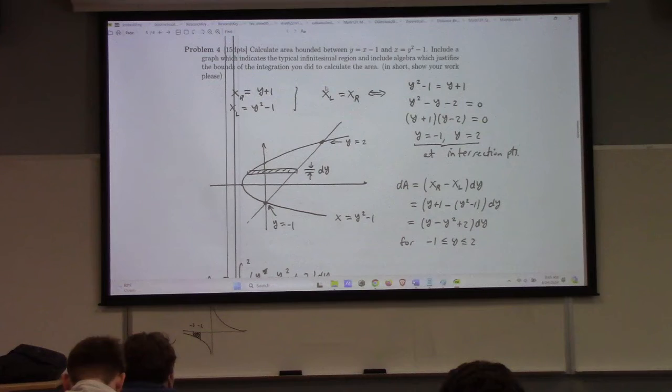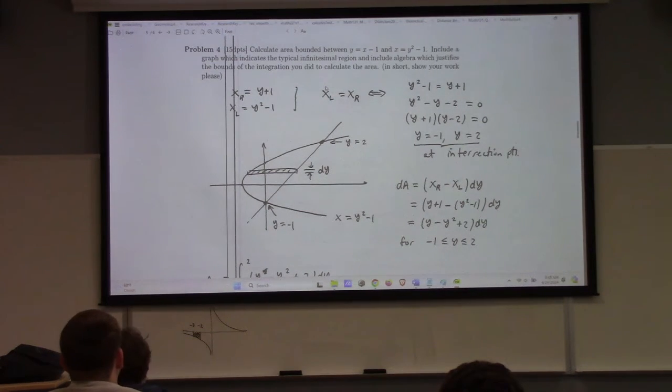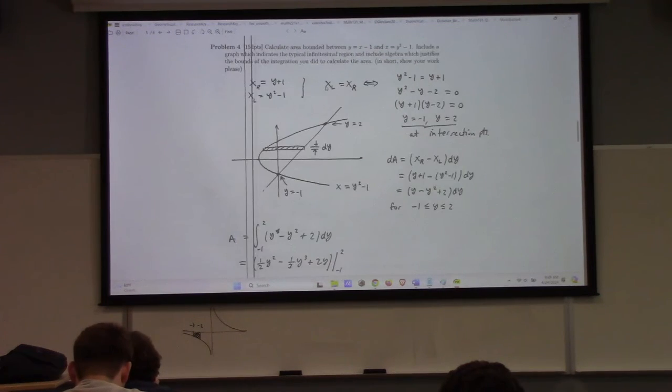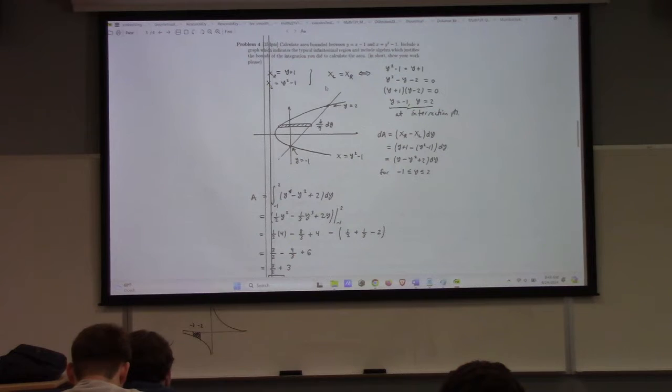Calculate the area bounded by these curves. So there's the picture, y plus 1, y squared minus 1, looks like that. So you got a parabola which opens to the right, sideways, and the line. I find intersection points of minus 1 and 2. My dA is the right x minus the left x times dy. Why am I using y for my integration variable? It's because of the picture, right? If I didn't draw the picture and I tried to integrate something in x, it would be total nonsense. So we really need to draw the picture to be sure we know what we're doing.